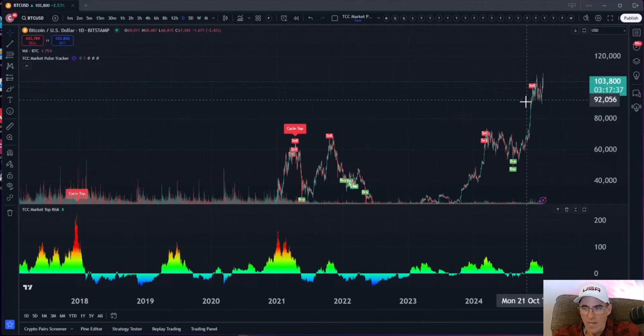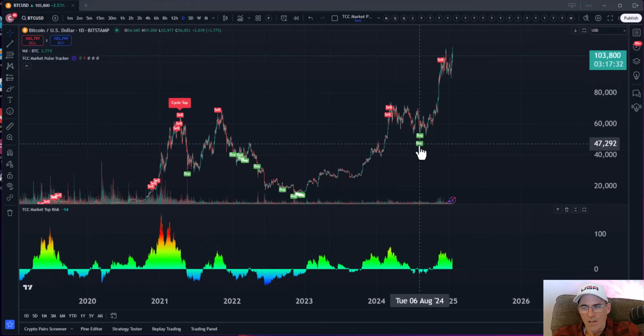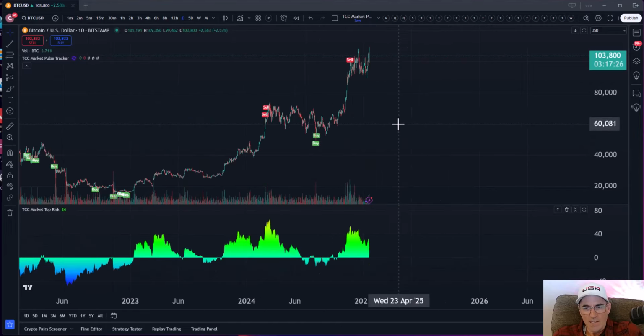So this is a great indicator to be able to know when to get in and out of the markets. Like here, just back in August, guys, when we were telling everyone buy, buy, buy. This is the time to buy. Nice consolidation area.